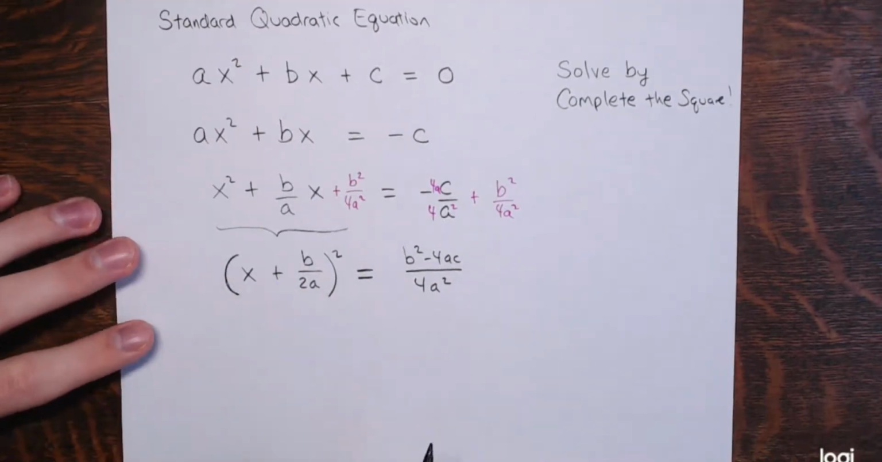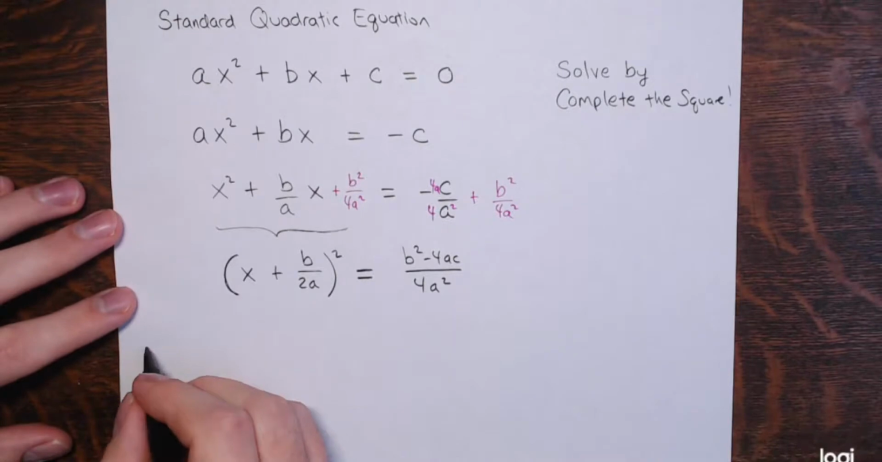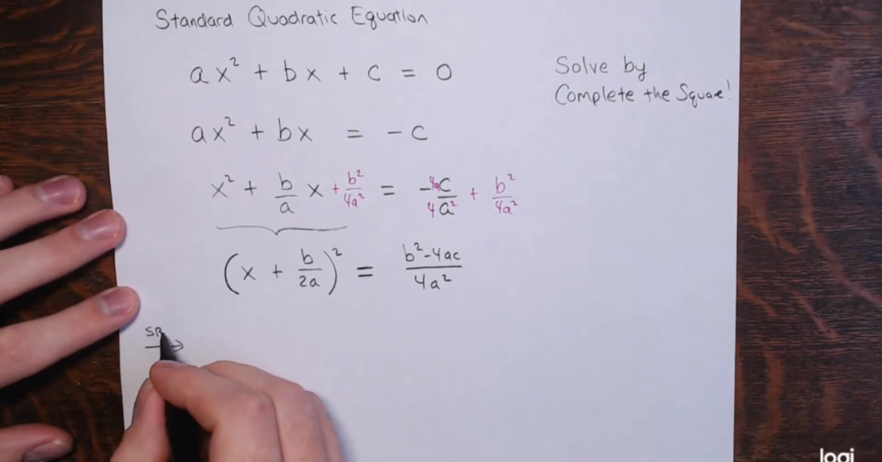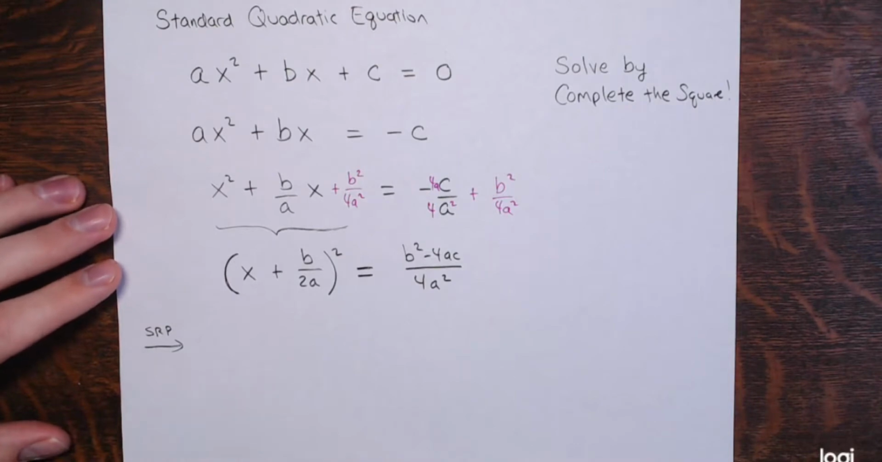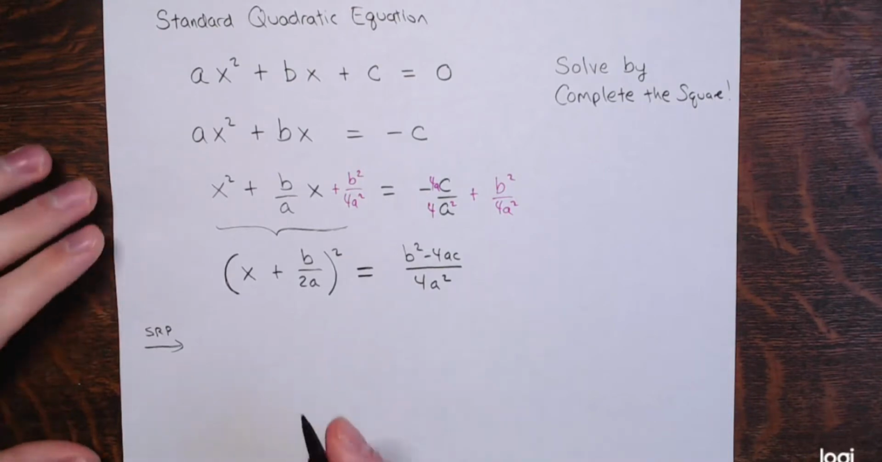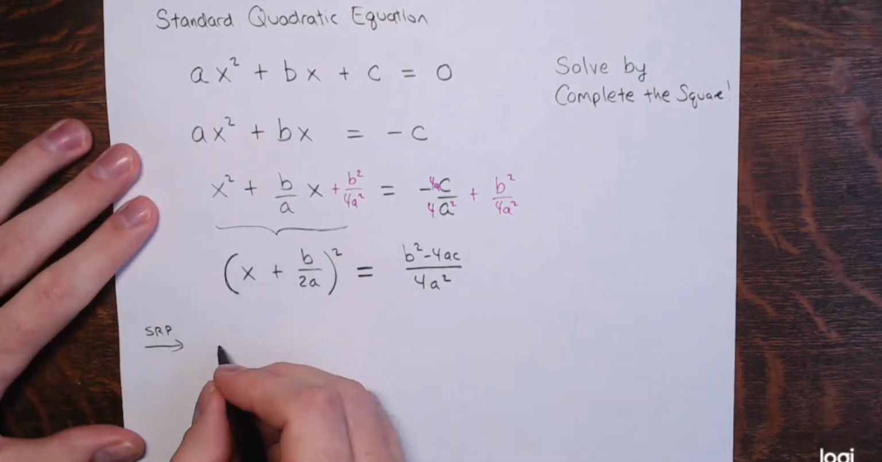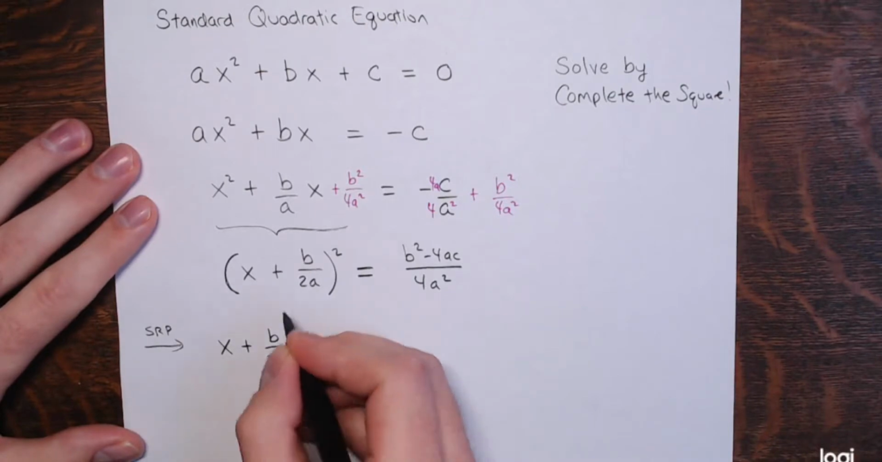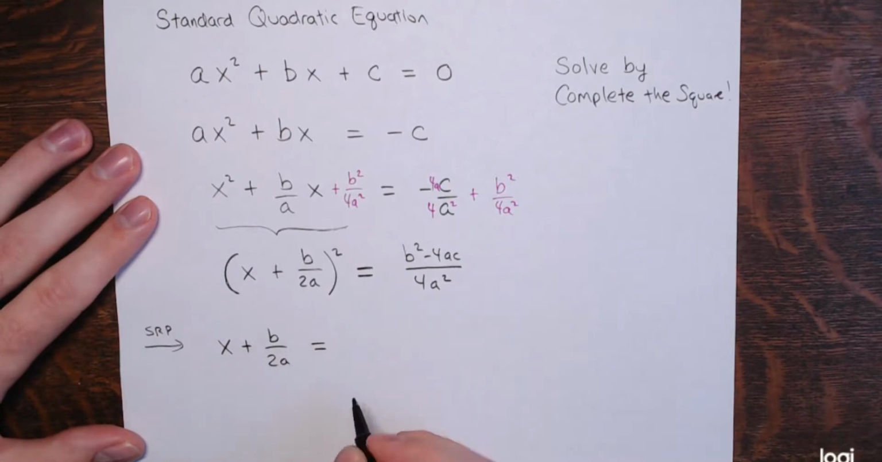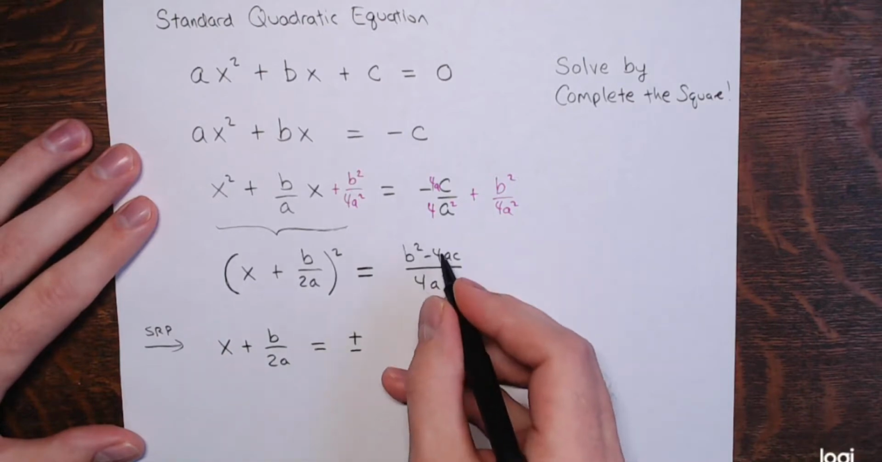Then I can apply the square root property. And again, from the last video, section 2.5 part 2, you should know what the square root property is. By the square root property, x plus b over 2a, the expression being squared, is either going to be the positive or the negative square root of this expression.